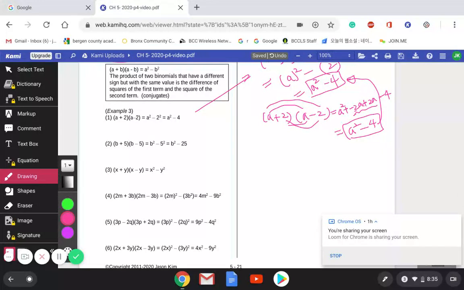So, for example, number 2, b plus 5 times b minus 5. Again, same first term and the same second term. One is plus, one is minus. So you end up with b squared minus 5 squared, which is b squared minus 25. So you don't have to FOIL them, only if you have this pattern. Again, x plus y times x minus y becomes the difference between first square and second square, which is x squared minus y squared. So you end up with that.